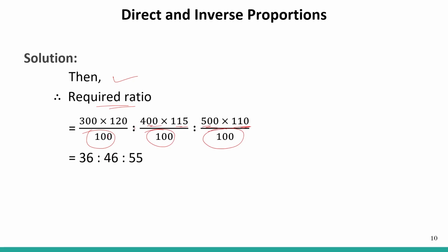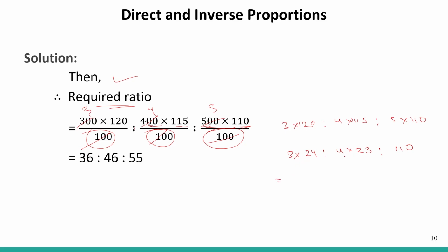So what will it be equal to? So this will be 3, and this will be 4, and this will be 5. Okay, so 3 into 120 is to 4 into 115 is to 5 into 110. So dividing all these by 5, what we are left with is 3 into 24 is to 4 into 23 and this will be 110. So this is equal to what?